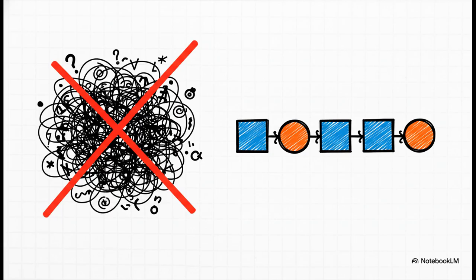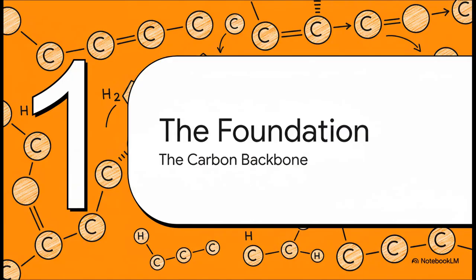And here's the good news. This whole system is totally logical. There are just a few core rules. No guesswork involved. Once you see the pattern, it all just clicks into place. So, let's get started. Okay, so every single organic compound is built on a skeleton of carbon atoms.